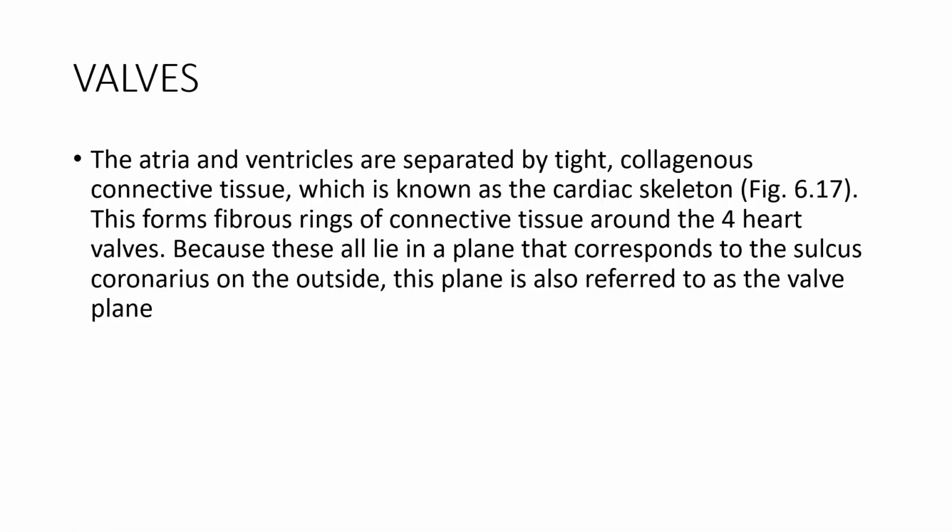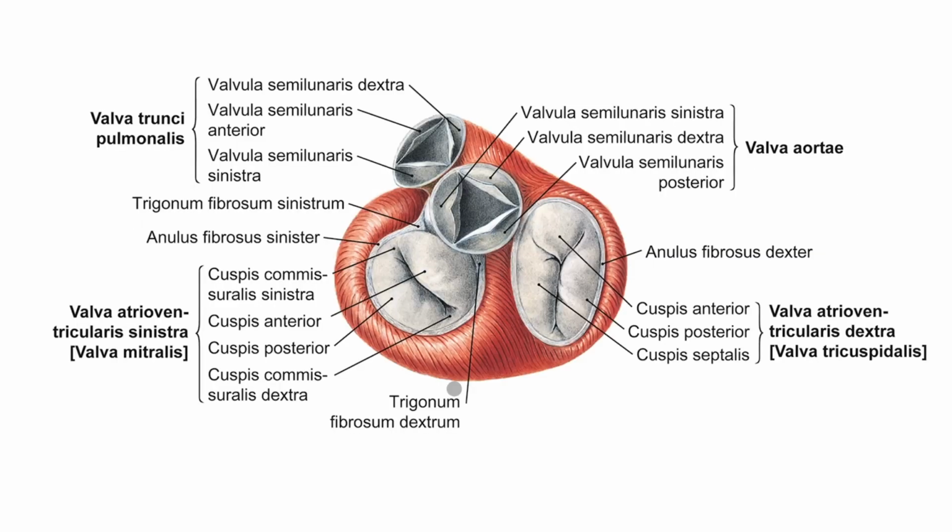The atria and ventricles are separated by thick collagenous connective tissue, which is also known as the cardiac skeleton, as I already mentioned. This forms fibrous rings of connective tissue around the heart valves, because these all lie on the plane that corresponds to the sulcus coronarius on the outside. This plane is also referred to as the valve plane.